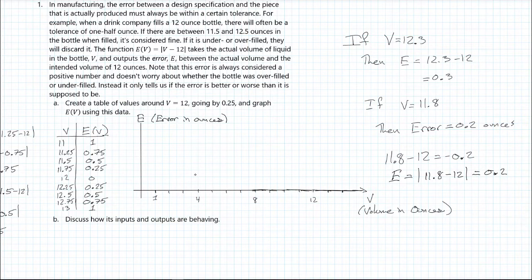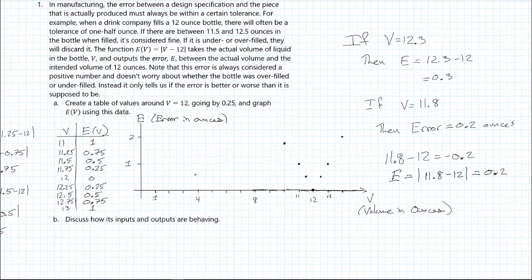That's fine. And so if we're at 11, the error is 1. I'm going to put 1 right here. From an 11, the error is a 1. If I'm at, let's just do 11.5, the error is 0.5. If I'm at 12, the error is 0. At 12.5, the error is 0.5. At 13, the error is 1 again. If I was at 14, the error would be 2. If I was at 10, the error would also be 2.